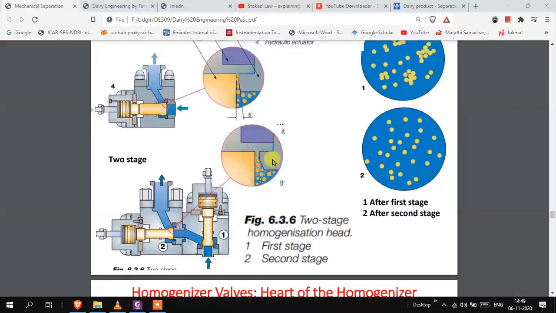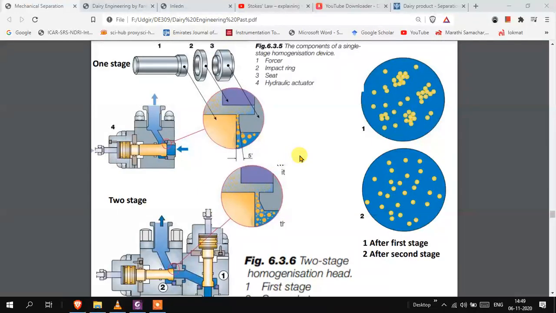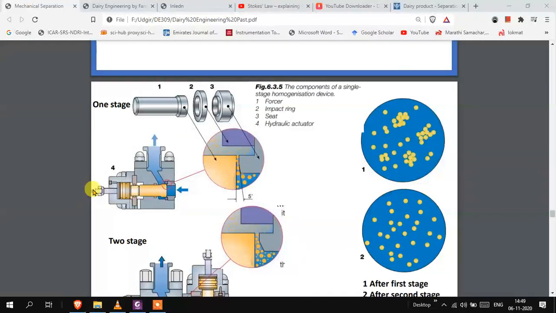सो यहाँ पे आप देख सकते हो देयर आर टू फिगर्स डिपिक्टिंग वन स्टेज होमोजेनाइजेशन एंड टू स्टेज होमोजेनाइजेशन। सो इन वन स्टेज होमोजेनाइजेशन यू कैन सी दैट मिल्क यहाँ से आया, ओके, और नैरो गैप से पास होके वो यहाँ से निकल गया बाहर, ओके। यहाँ पे आप इसका एरिया ज़ूम में देख सकते हैं। सो यू कैन सी हियर milk is passed through a narrow slit gap and milk fat globules get disrupted into smaller ones, okay, minute fat globules you can observe here, having a fat globule size below 2 micron, diameter of the fat globule below 2 micron.